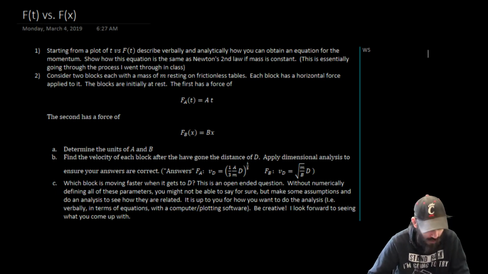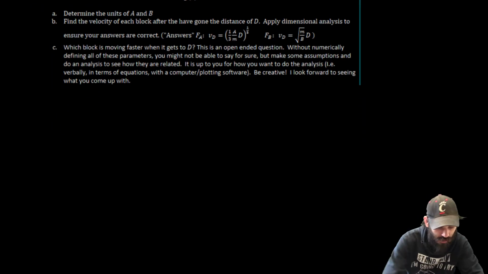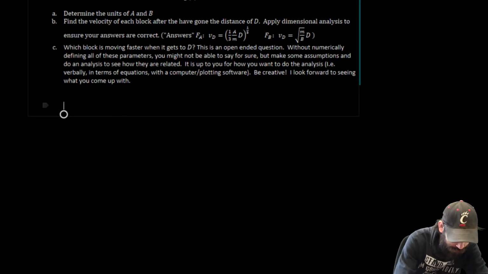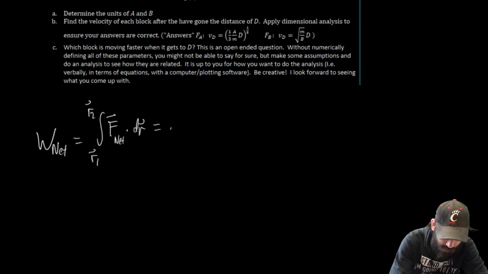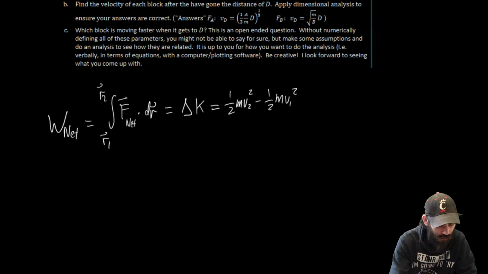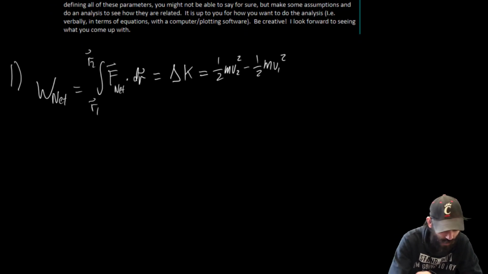So to lay out what we had before when we were considering the work-energy theorem, we said that the net work, which is going to be equal to the integral from r1 to r2 of F net dot dr, is going to be equal to the change in kinetic energy, which is equal to 1/2 m v2 squared minus 1/2 m v1 squared.